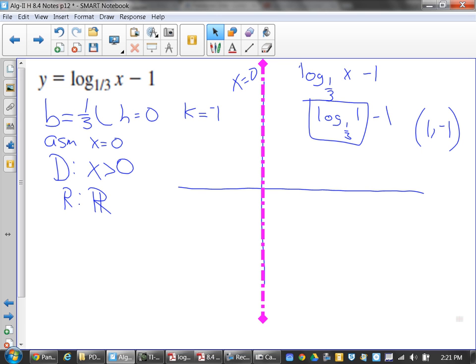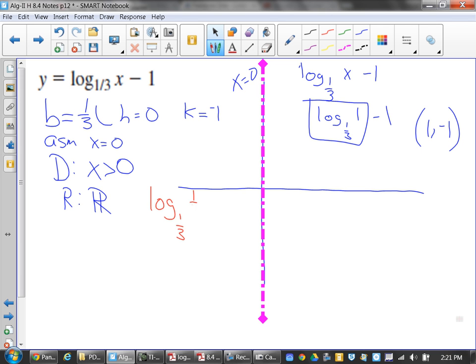I'm going to do the same idea. I want to pick a value of x that is the same as my base. So what's my base? 1/3. So my other ordered pair would be log base 1/3 of 1/3, and then I subtract 1 from that. So you get 0. So the other ordered pair is at (1/3, 0).